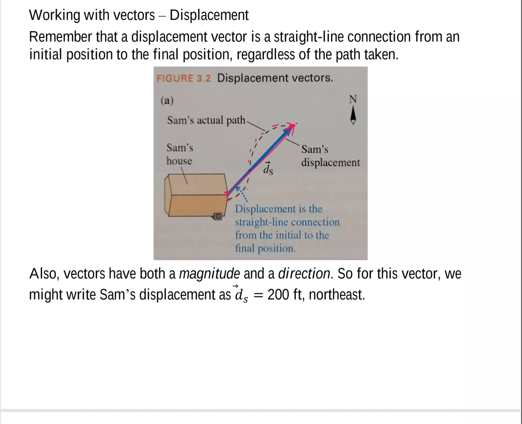So also, remember that vectors have the magnitude and direction. So in this case, it would be how far and what angle, okay? What direction was he pointed? So for this vector, we might say Sam's displacement was 200 feet and exactly northeast, okay? But generally we're going to figure out some angle, so it might be like 34.1 degrees north of east or something like that, okay? All right, so moving on.